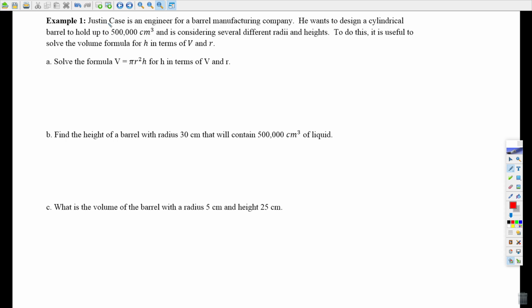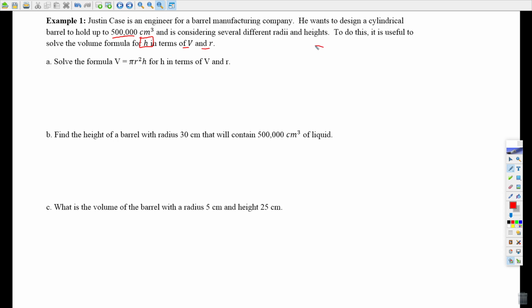Example 1. Justin Case is an engineer for a barrel manufacturing company. He wants to design a cylindrical barrel to hold up to 500,000 centimeters cubed and is considering several different radii and heights. To do this, it is useful to solve the volume formula for H in terms of V and R. Okay, so we're going to look at this formula up here in part A and solve for H. That means get H by itself. This extra part, in terms of V and R, just means we're going to be getting V and R together on one side of the equation.